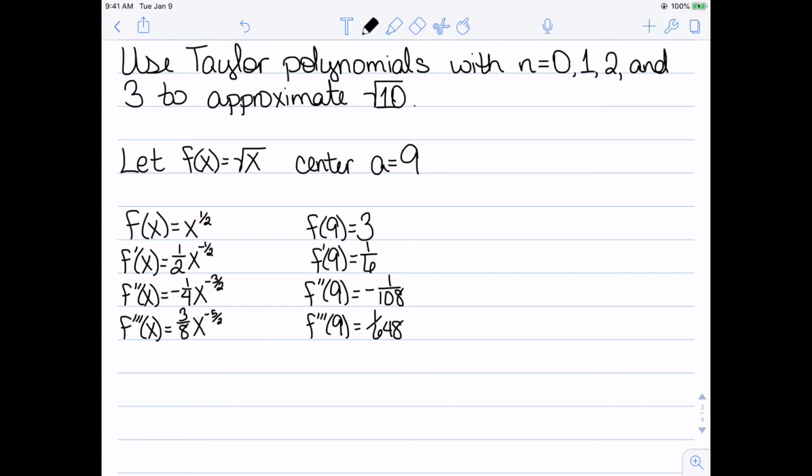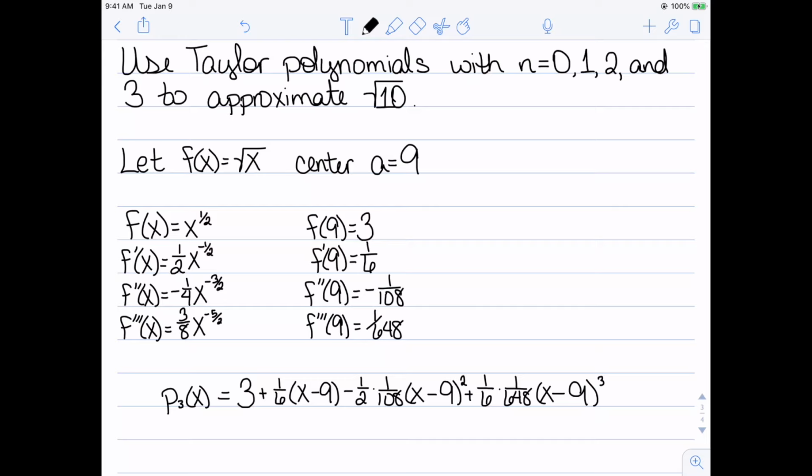So now let's start evaluating, and we really need to use the Taylor polynomial idea. So I have that P3 of x is equal to 3 plus 1 over 6 times x minus my center, x minus 9. I then need my second derivative, negative 1 over 108 divided by 2. So I went ahead and wrote that as negative 1/2 times 1 over 108. And then x minus the center squared, so x minus 9 squared.